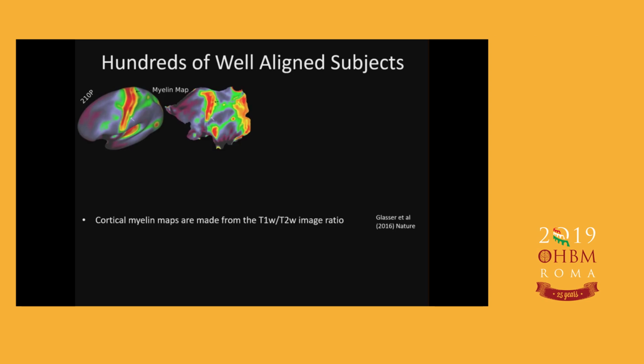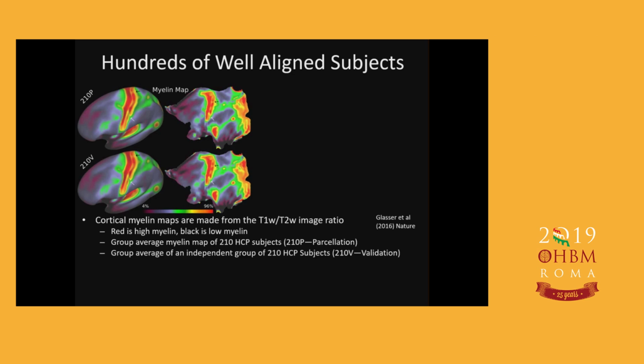What do I mean by hundreds of well-aligned subjects? Well, we can take this group average myelin map here from 210 subjects. So the myelin, red is high myelin, and the blues and purples are lower myelin. And so despite this being a group average myelin map, we can see fine spatial details like this little notch in somatosensory cortex, right where that white arrow is pointing there.